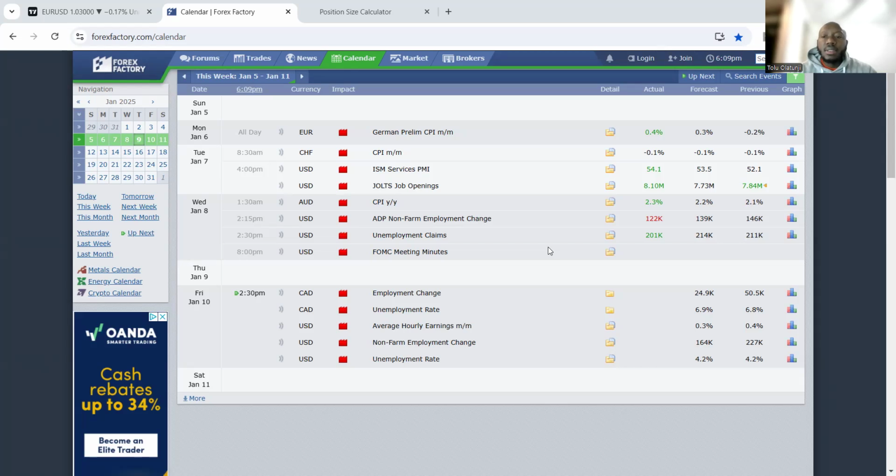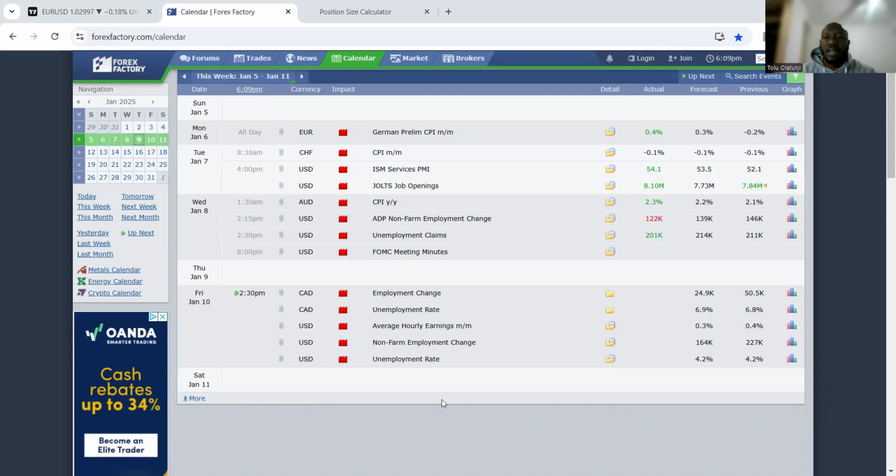Now, the first non-farm payroll of the year 2025 is upon us, and that is going to be coming up tomorrow. And looking at what we've had this week so far, based on the price action for the DXY, the USD index, and even the Euro USD, it has been nothing much to write home about.